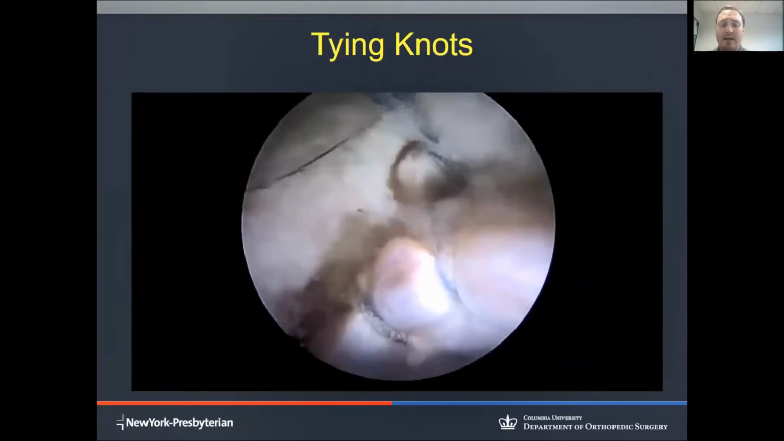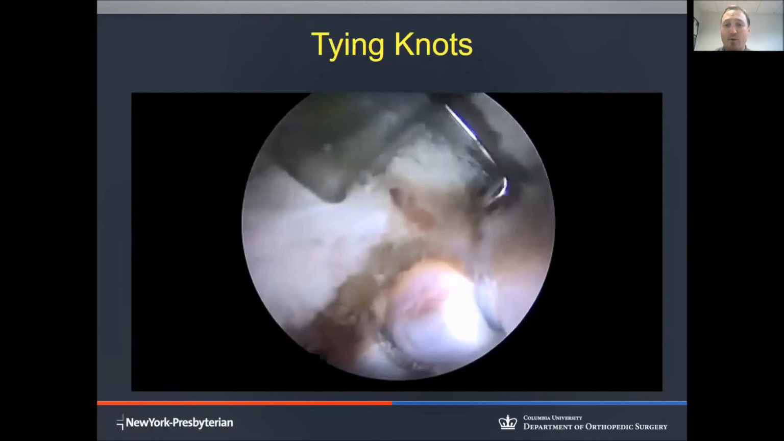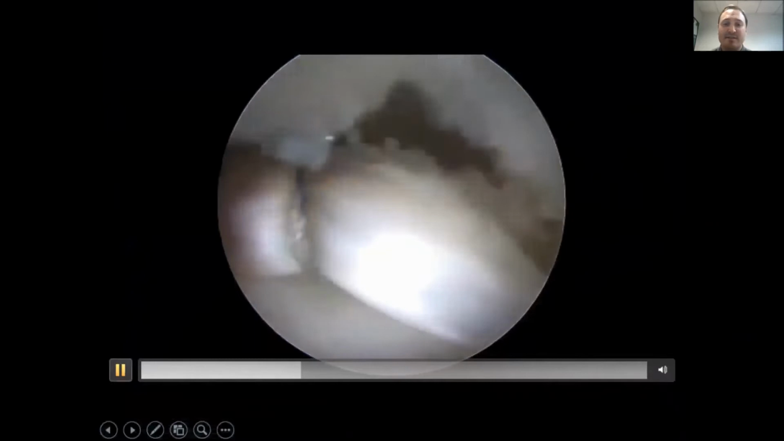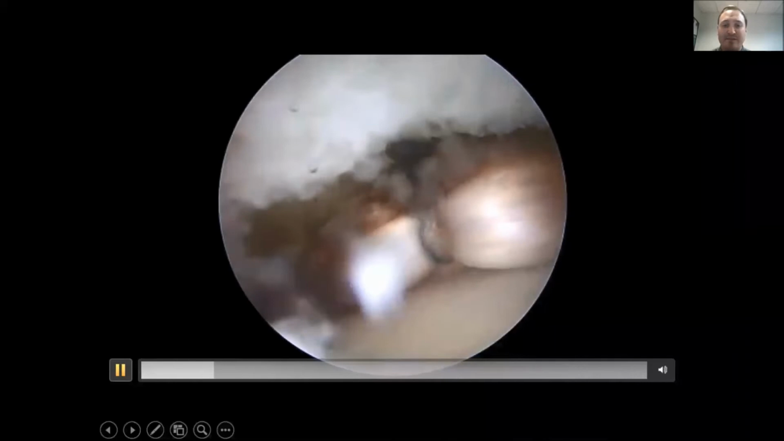The labrum does have nerve fibers, so when it's getting abutted, whether by the femur or the acetabulum, it can be a source of pain. Another piece that's very important is restoring the suction seal. So this is a little bit different than the shoulder. The intra-articular pressure of the hip joint is what allows these individuals to feel that proprioception and allow them to be pain-free. You can see that the ball has gone back underneath the labrum and we've reestablished the seal.